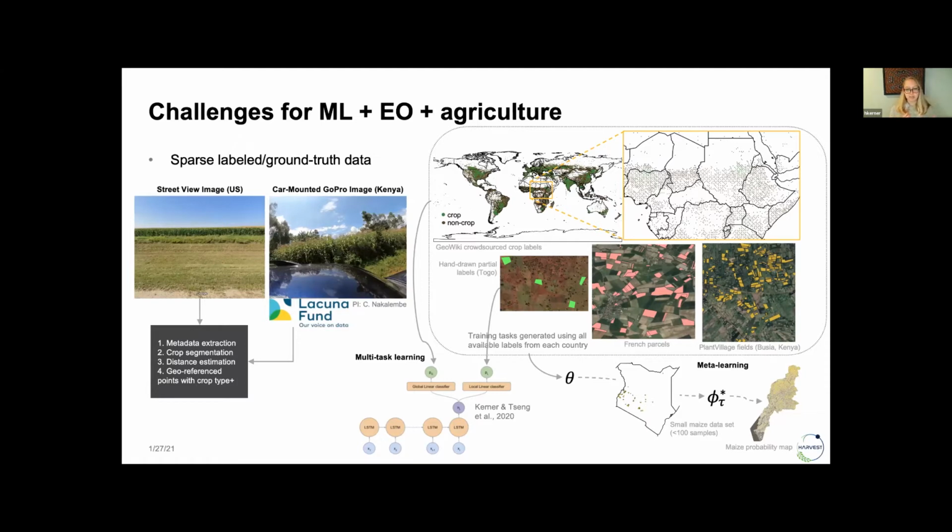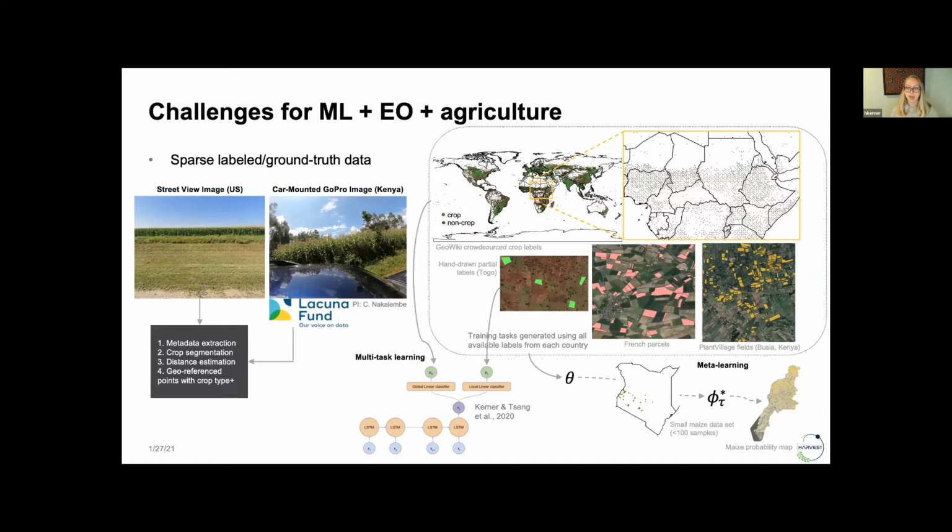On the data side of things, these two approaches are really using innovative machine learning methods to address the low data problem. But on the data side, we're also trying to develop creative ways to collect ground data in ways that really increase the amount of samples that we're capable of getting, not just in certain regions, but globally. And so one approach that we're developing is looking at Street View images from Google Street View, as well as car-mounted GoPro images, which is part of a Lacuna Fund award that was recently awarded to Catherine Nakalembe in our group.